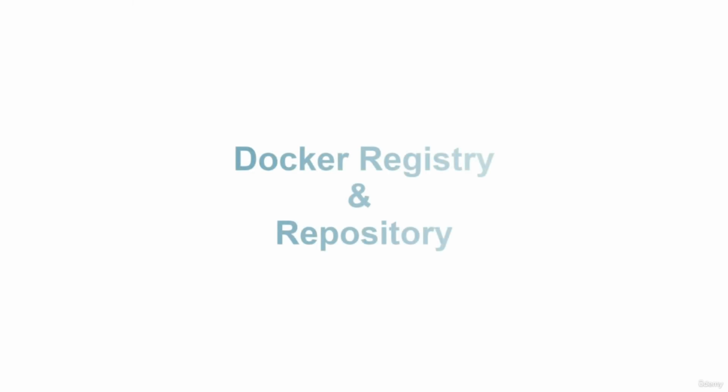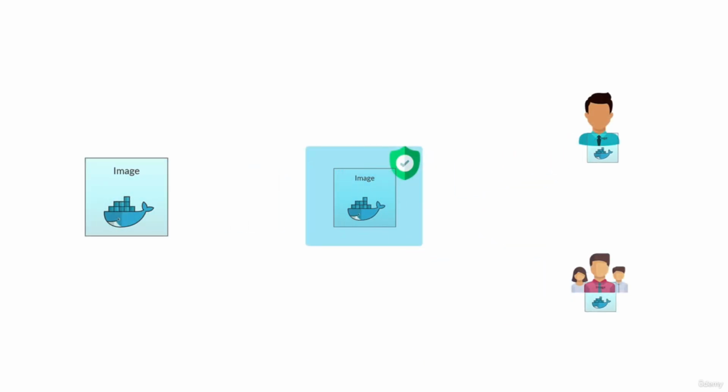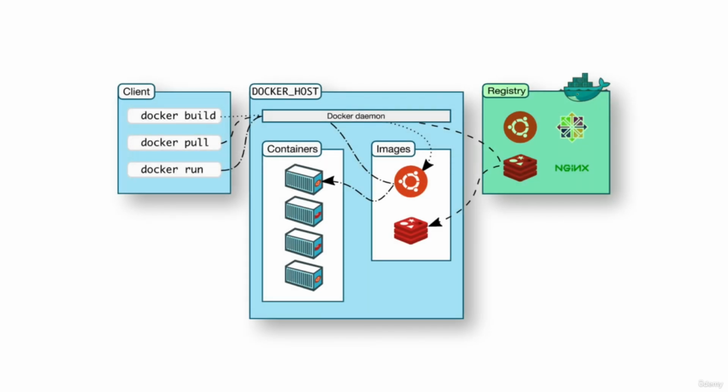Now let's talk about the Docker registry and repository. When you run the docker build command on your host machine to build a Docker image from a Dockerfile, Docker stores the resulting image on the host machine where you executed the command. But what if you wish to securely store an image and have the ability to share it with others? This is where Docker registry comes into play.